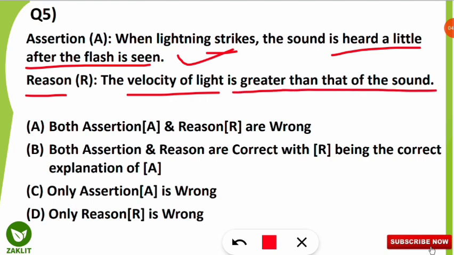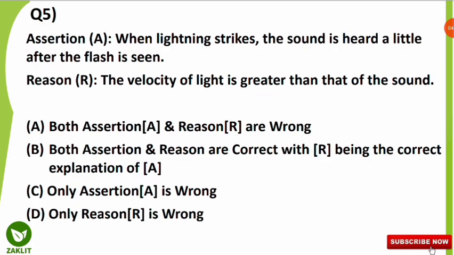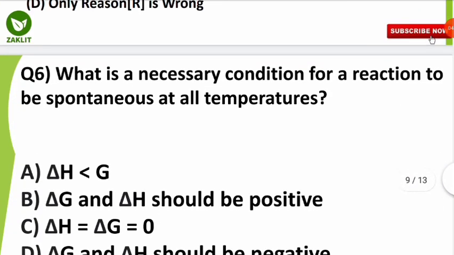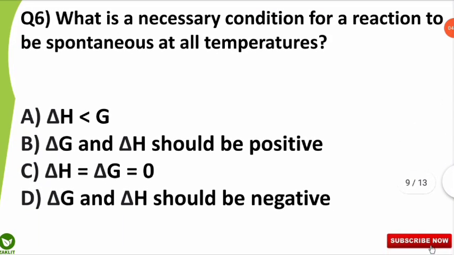So here both the reason and assertion statements are correct, with the reason being the correct explanation of the assertion statement. Let's move to the sixth question. The sixth question was, what is a necessary condition for a reaction to be spontaneous at all temperatures?